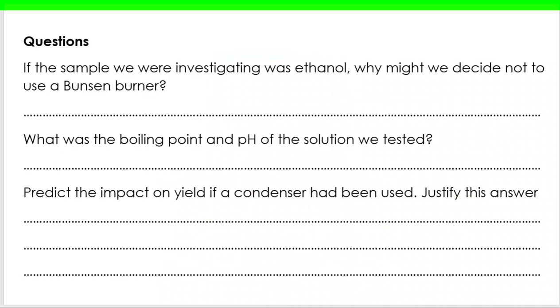So, let's have a think about some questions. Now, we did this with salt water to purify it to make drinkable water. What if we'd done ethanol? Why might we not use a Bunsen burner? And it's a straightforward answer. Ethanol is flammable. Having a naked flame directly below it would be very, very dangerous. It could ignite. It could cause an explosion.